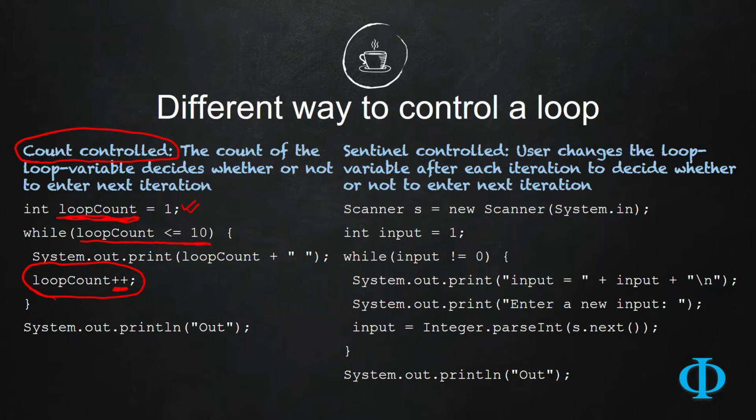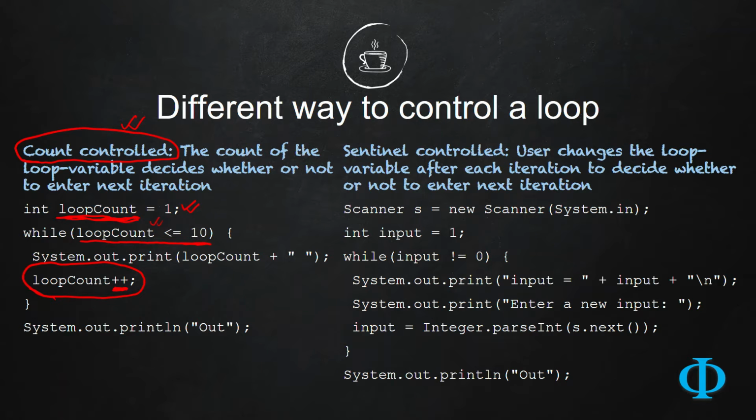So everything over here is controlled with some arithmetic operation, and because everything is controlled with arithmetic operation, it depends whether the while loop will enter the next iteration or not. Since it depends on the count of the loop control variable, it is called count controlled while loop.